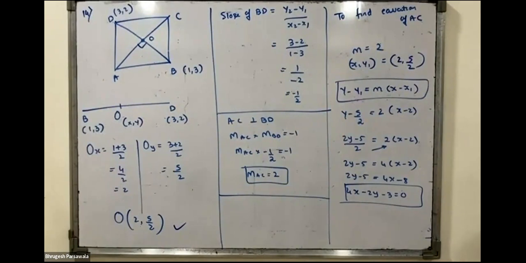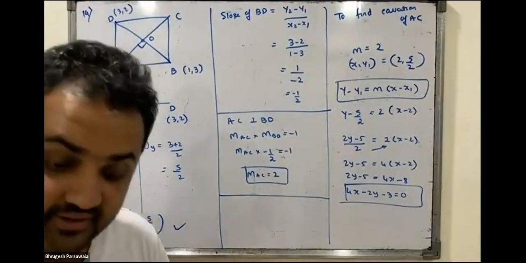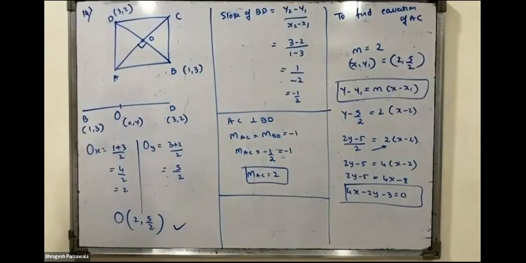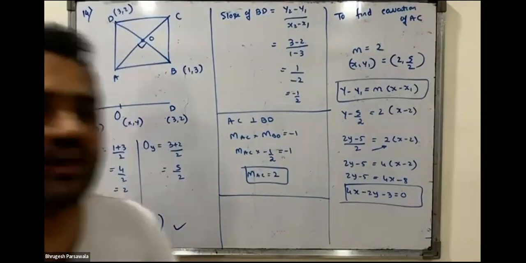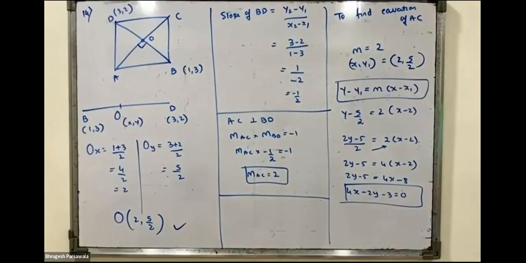Sir, can you explain this sum again? Why not बेटा? See, बेटा, स्क्वायर में डायगोनल्स आर, टेल मी बेटा. स्क्वायर्स में डायगोनल्स आर perpendicular bisector to each other. ठीक है बेटा? So AC and BD intersect at O. So O is the midpoint of BD. O is the midpoint of AC as well.